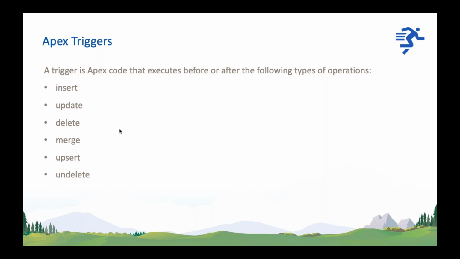Upsert is also a mix of DML, insert and update. If we pass an ID, the record will be updated. If we don't pass an ID, the record will be inserted. So in some cases, if we have a list where we may have records both with ID and without ID, then we use upsert.